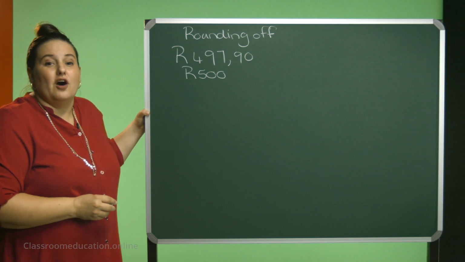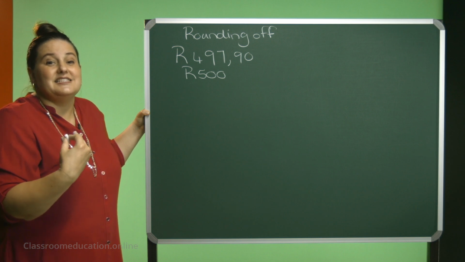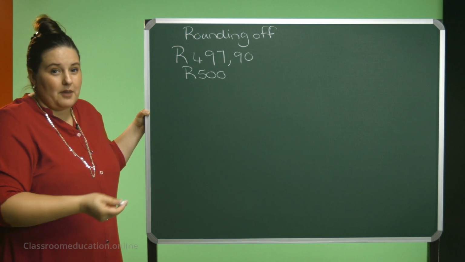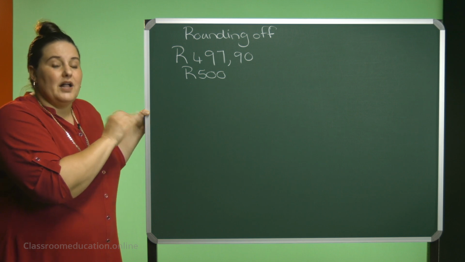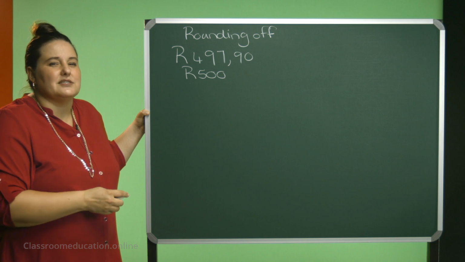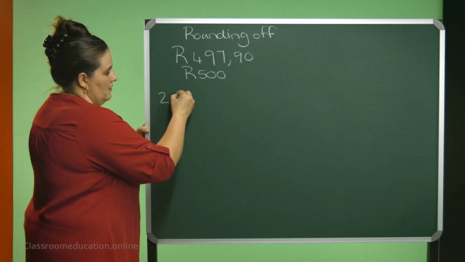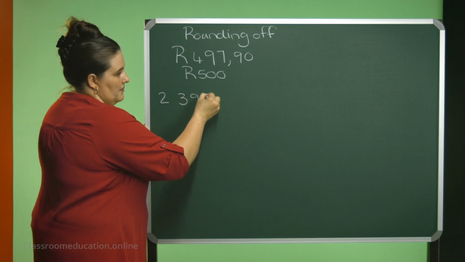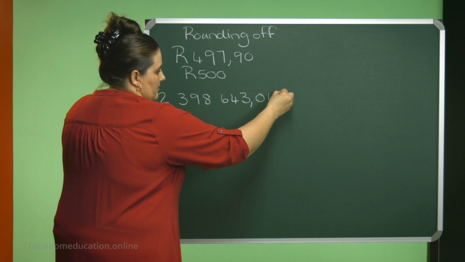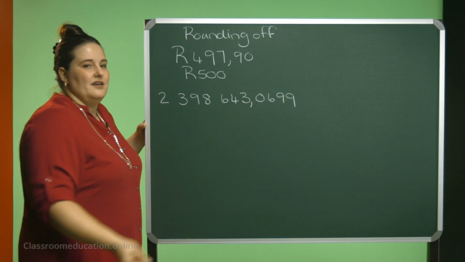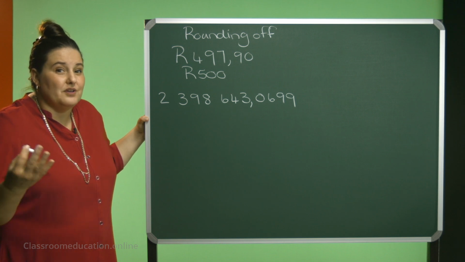When we round off, we are making a number so that it is easier for us to understand. I'm going to write down a huge number and then we will discuss that. While I'm doing it, think already about something we call place value. Let's see if you can read this value in words. Read it for me.